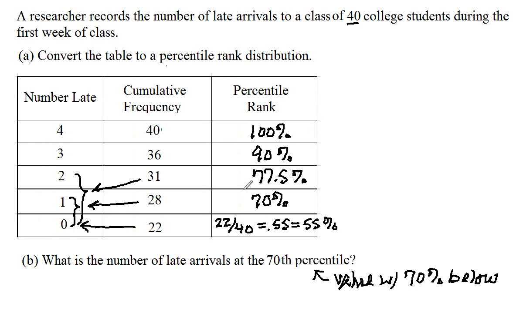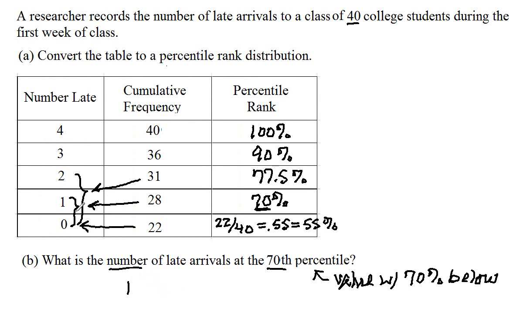So that's Part A. And then Part B, what is the number of late arrivals that corresponds to 70th percentile? So that means 70% or below. So here's 70%. So 70% of the data are going to be below 1 tardy during that first week of class. Okay, so the number of late arrivals that corresponds to 70th is 1 late, or 1 tardy.